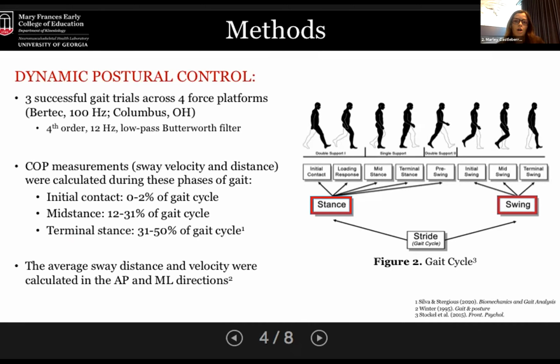Mid-stance is where one limb is in contact with the ground while the other is beginning swing phase. And terminal stance is where one limb is in contact with the ground while the other limb is finishing swing phase, preparing to make contact with the ground. Finally, the average sway distance and velocity were calculated in the anterior-posterior and medial-lateral directions.